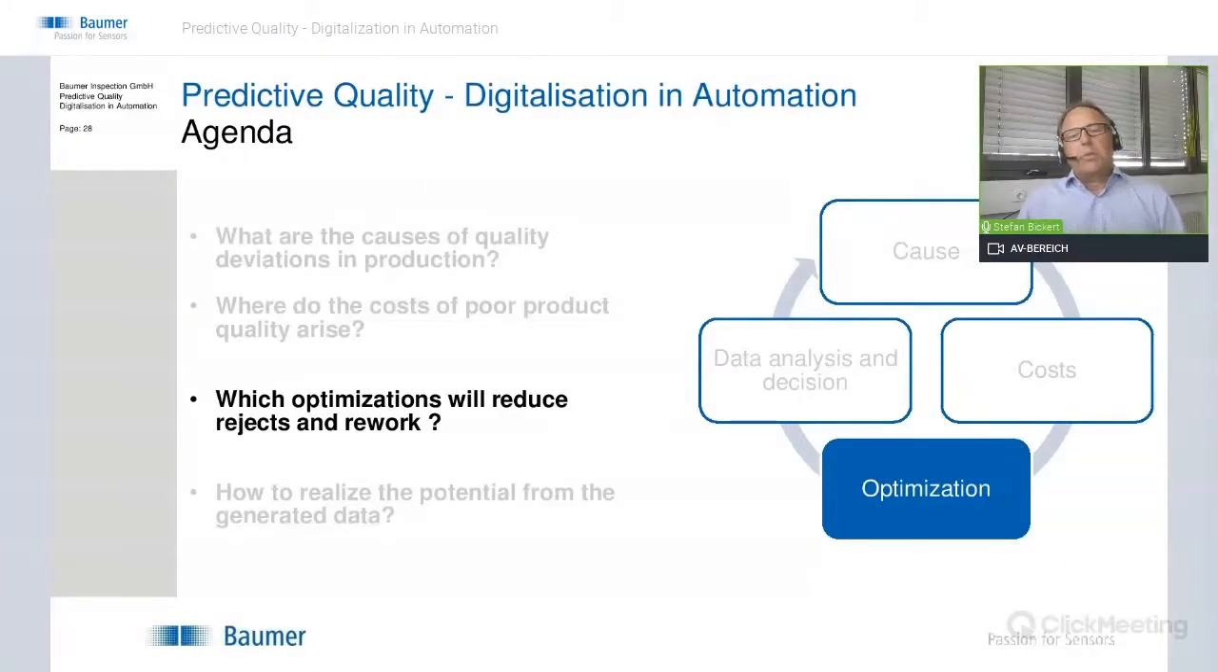If you have the data, what else can you do with that? Let me talk about optimization. So if you now have the causes of a defect, and you know where that deviation or this defect leads, which cost does that lead to? What optimization possibilities do you have?